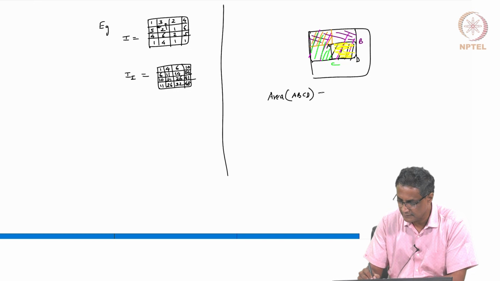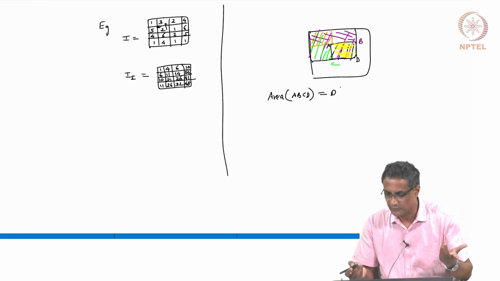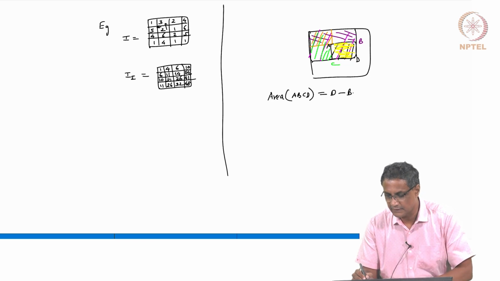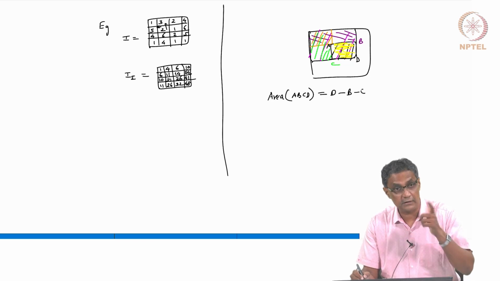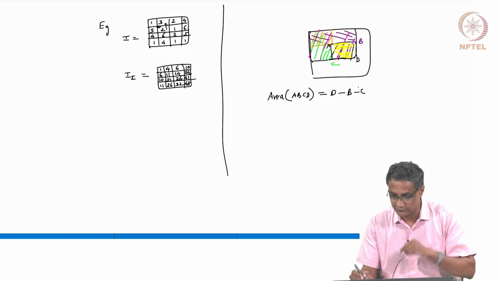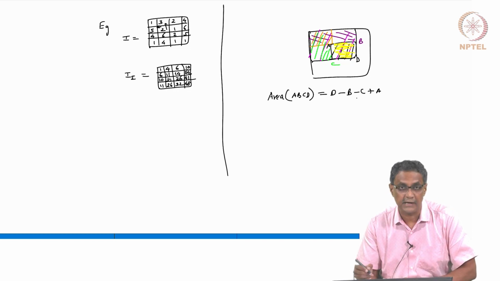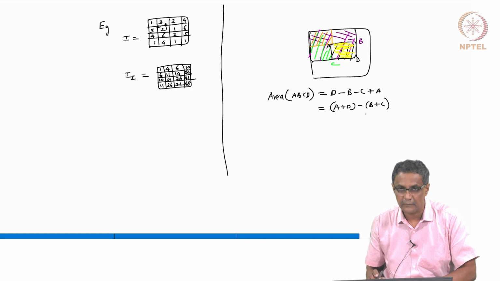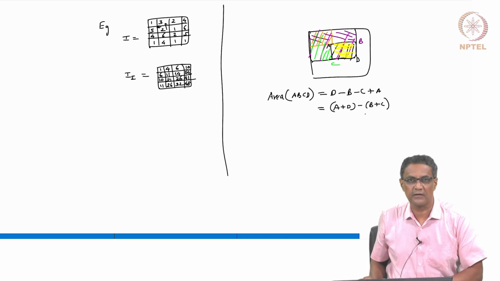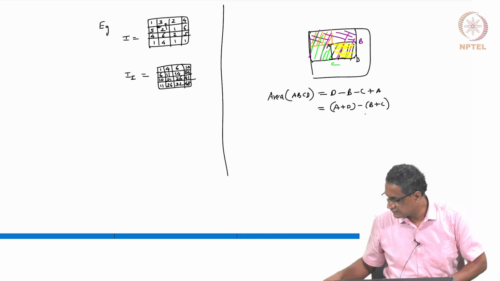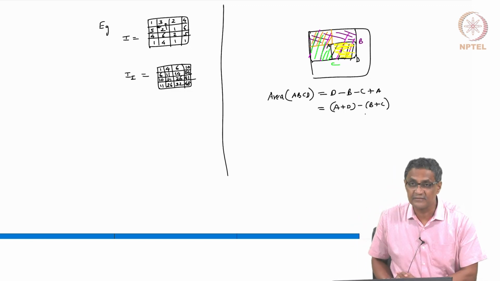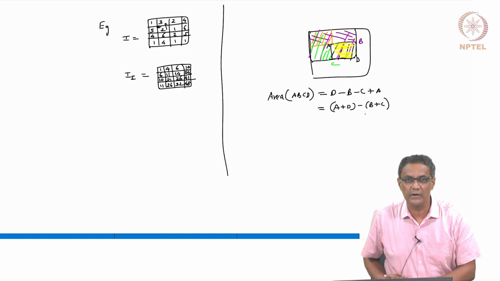You can do it in whichever way you want. Maybe you can say D minus B, but then if you knock off minus C, you would have also knocked off A, right. So you should add A back, otherwise you would have knocked off A twice. So you can say plus A, or you can say A plus D minus of B plus C. Why is this important? Why am I saying this? It looks like elementary 4th class stuff, right? But why is this relevant? Do you see where I am going?